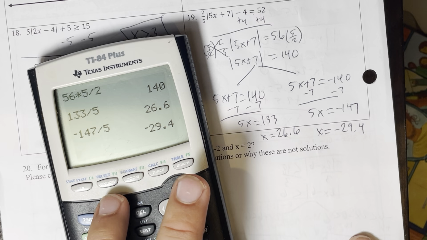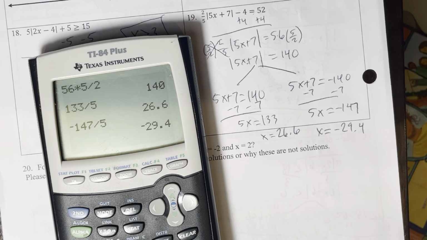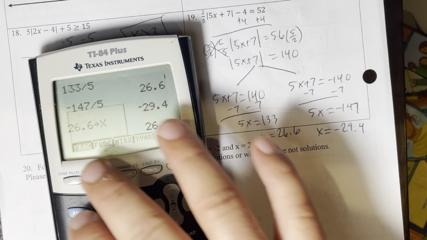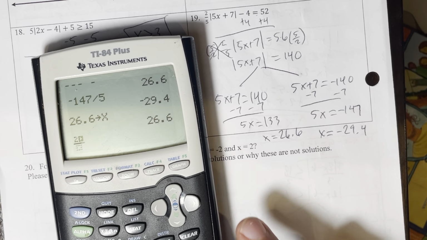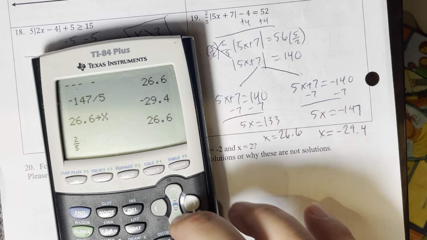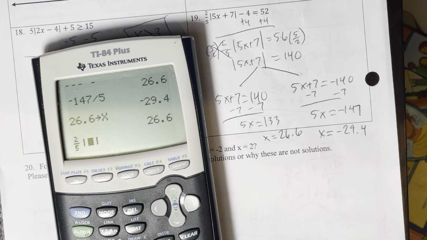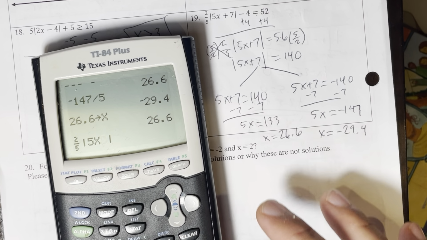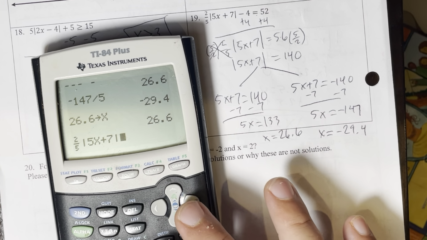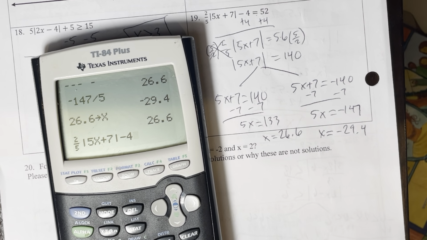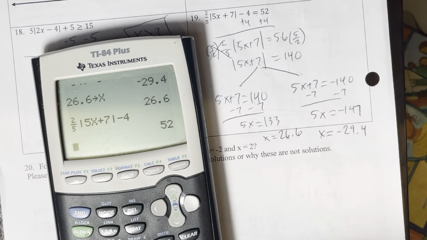And so then maybe you get these decimals on a test like, ooh, I don't know if I did this one right. You can always check your answers by just plugging them in. One thing I showed you all in class is I can plug 26.6 stored into my x, and now I can put this equation exactly as it is. And so I can put the 2/5 absolute value, 5x plus 7, subtract 4 on the outside, 52, that checks.